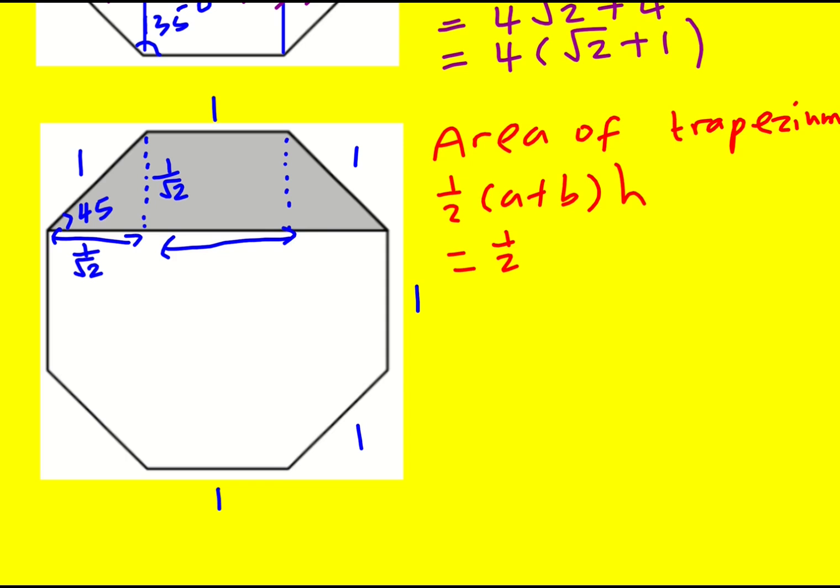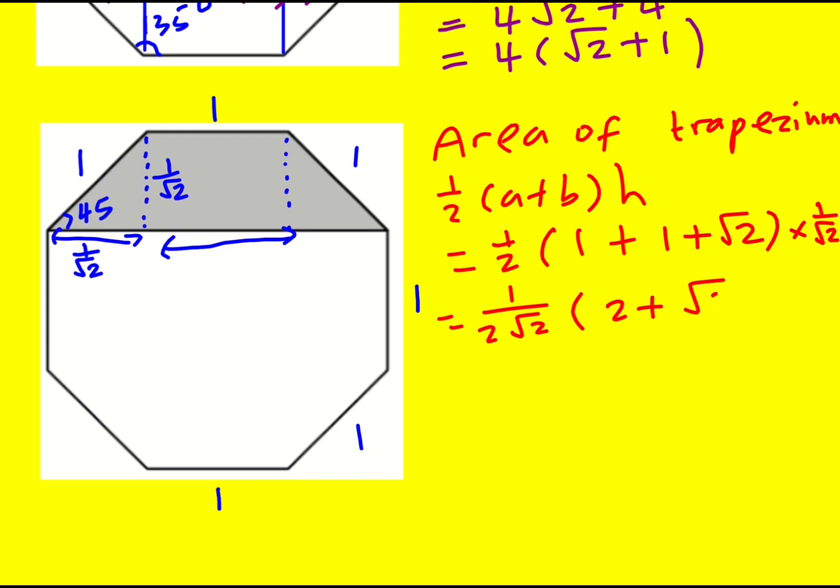So it's going to be a half, and then the top one is just 1, and then the bottom one is actually going to be 1 plus 2 over root 2, and 2 over root 2 is in fact root 2. And I'm timesing it by the height, which is also 1 over root 2. So that gives me 1 over 2 root 2 over 2 plus root 2. So yeah, it's not as nice, but it will still get us there.